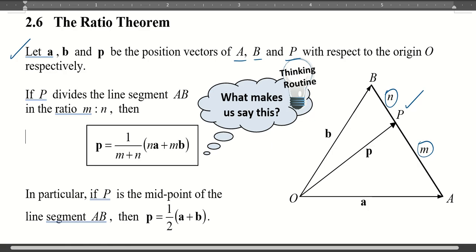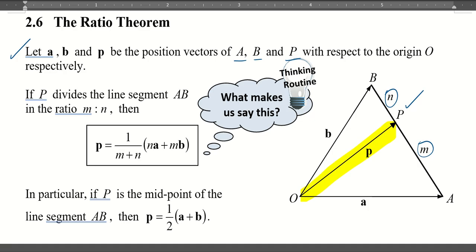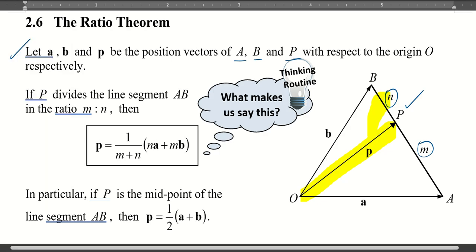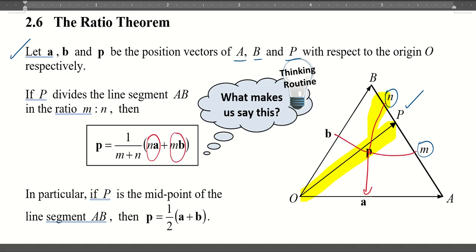Then the position vector OP can be found by n times vector OA, plus m times vector OB, then over the total proportion, m plus n. What makes us say that? We can actually try to show it.